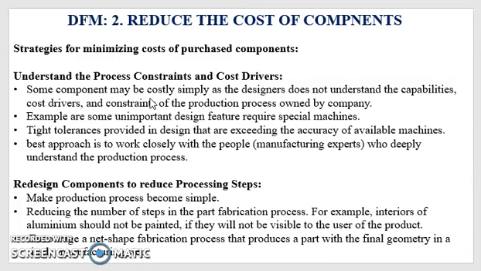A designer sometimes also specifies dimensions with excessively tight tolerances without considering the difficulty of achieving such accuracy in production. In such cases, the best approach is to work with the people who deeply understand the production process. These manufacturing experts will provide ideas based on their experience on how to redesign a component to reduce the production cost. The second rule is to redesign components to reduce processing steps.